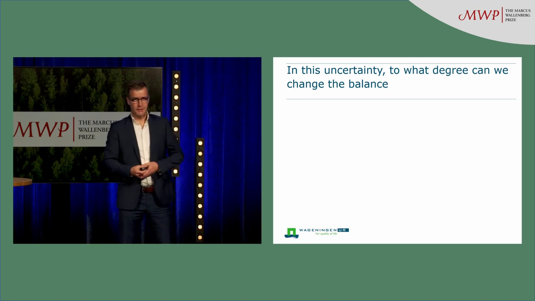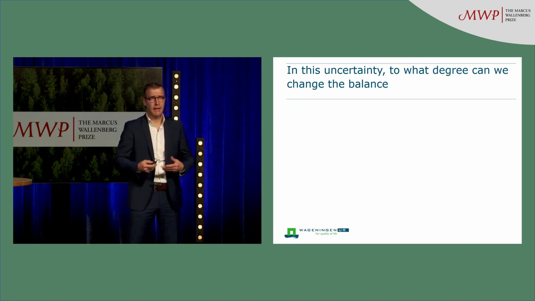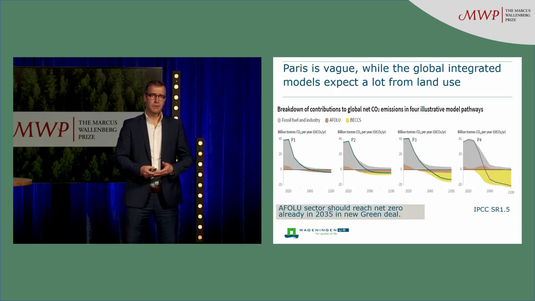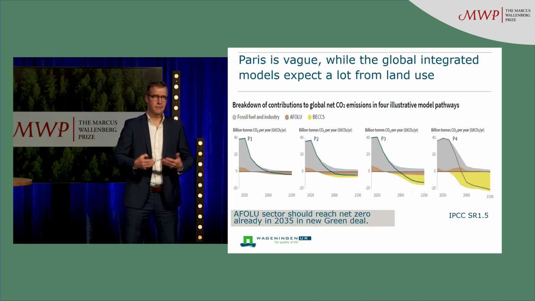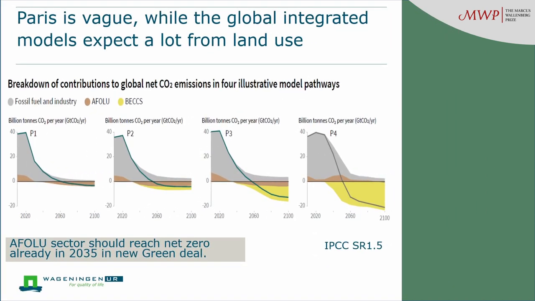Given this uncertainty, so to what degree can we actually change the balance? And I'm just going to use a few global studies. There have been many studies about this. Let's say on the role of forests, the Paris Agreement does mention the role of forests, but in a very vague way. It's certainly not determined to what degree forests can be used to meet the commitments.